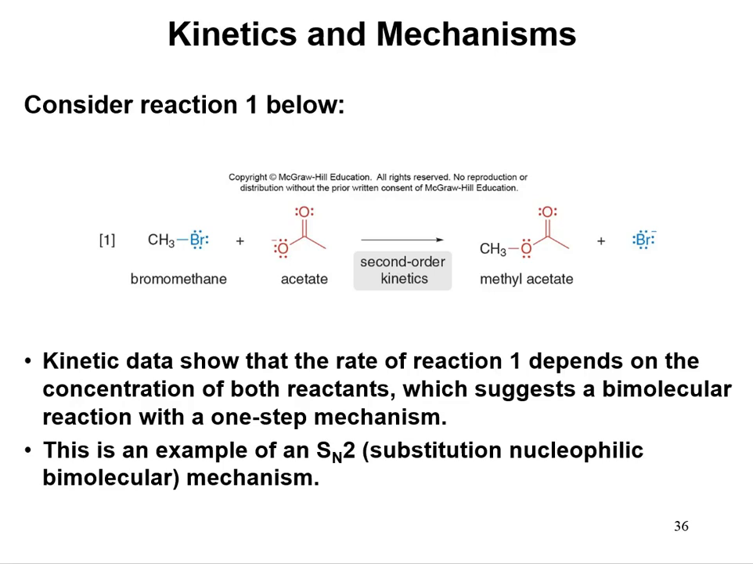Now that you know the two reasonable possibilities, we can look at each in more detail. Consider the example reaction shown here. It consists of bromoethane reacting with acetate to produce methyl acetate. Can you identify the alkyl halide, the nucleophile, and the product?